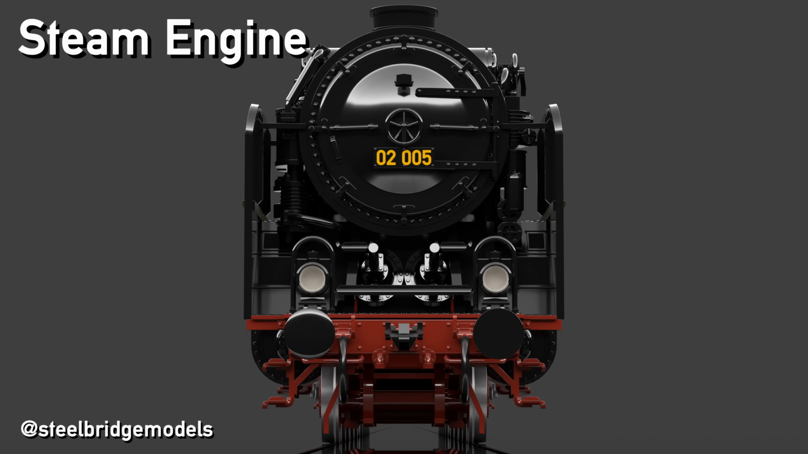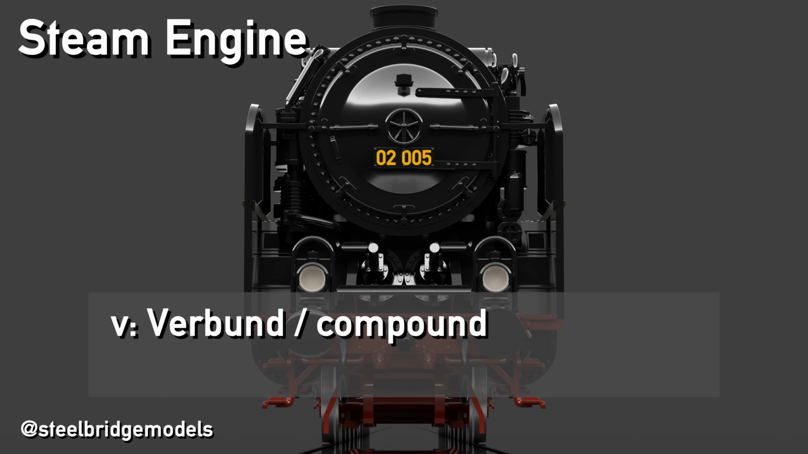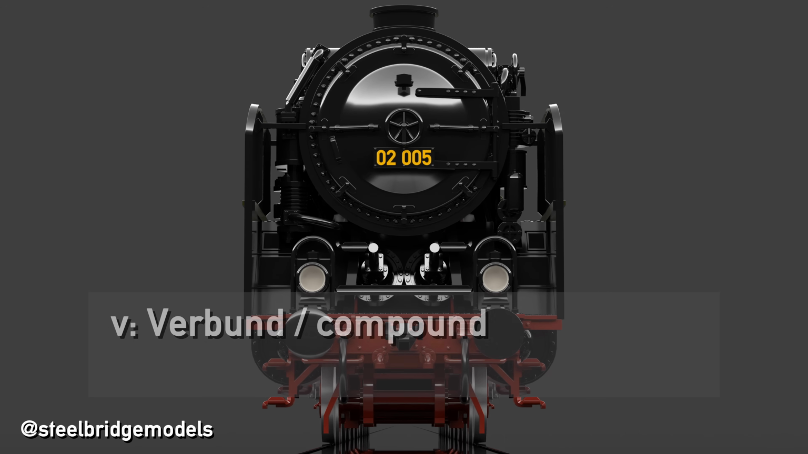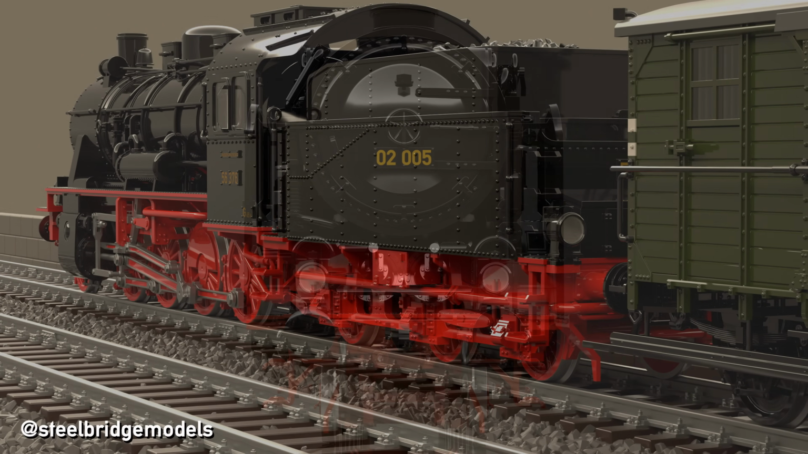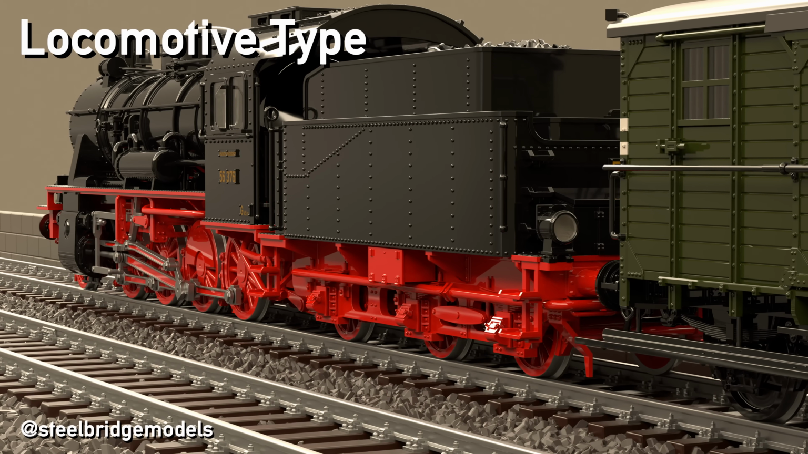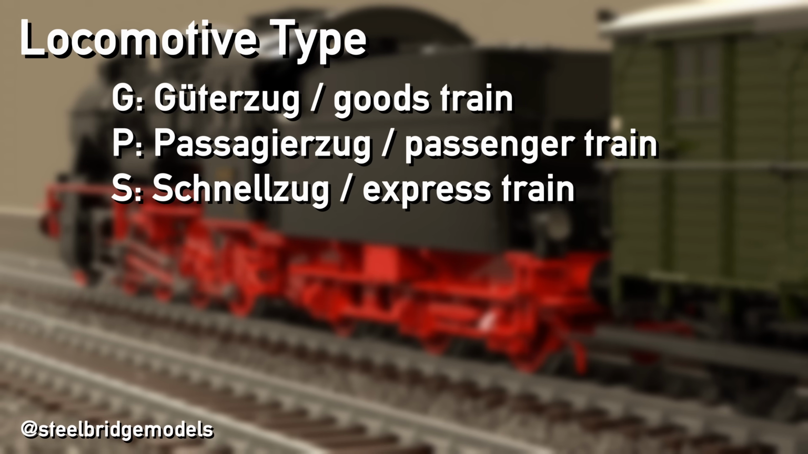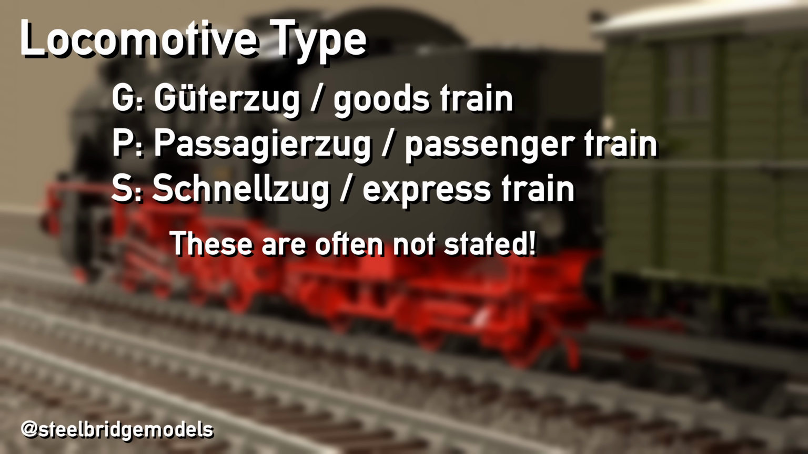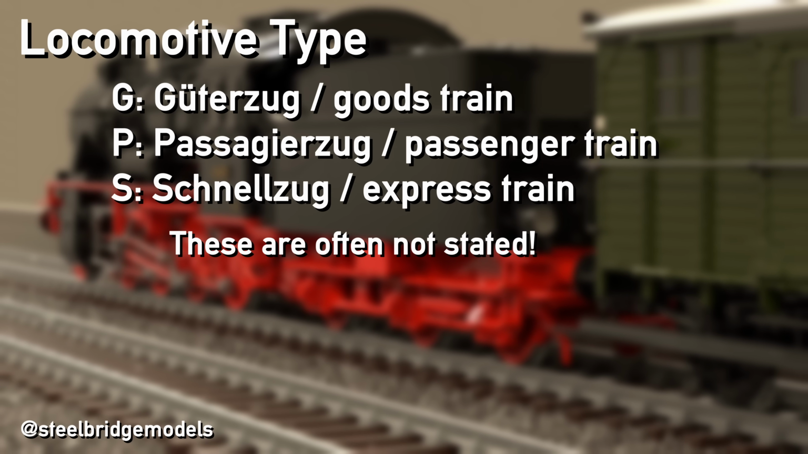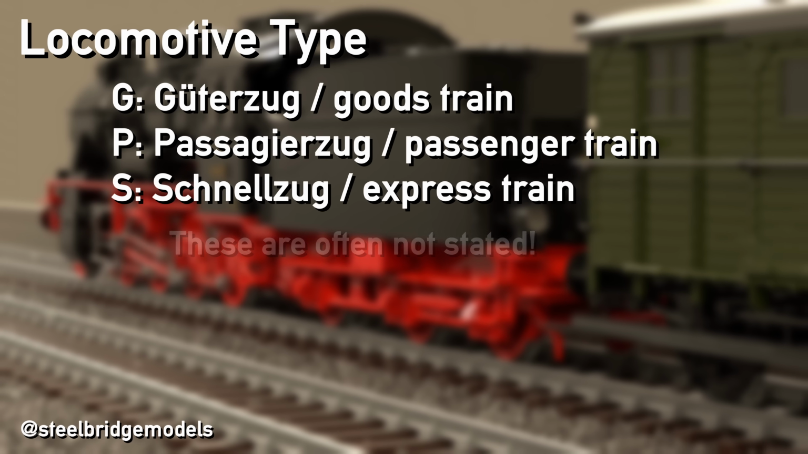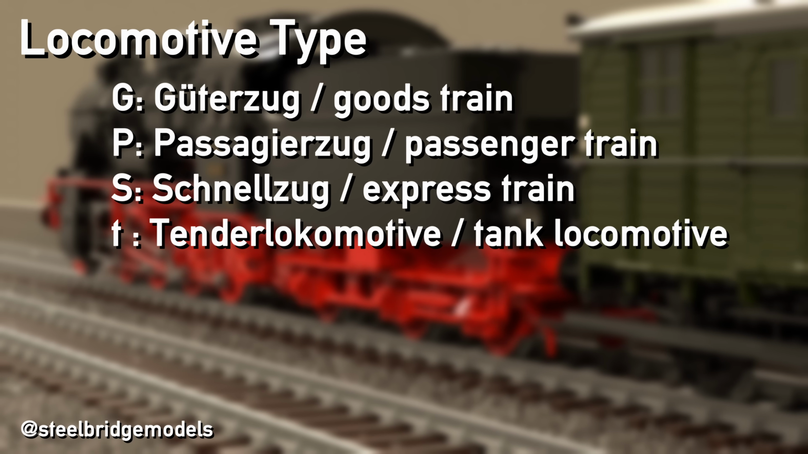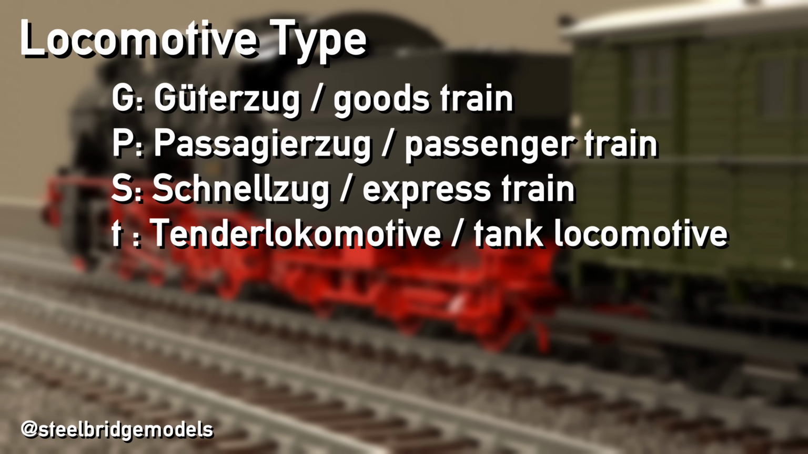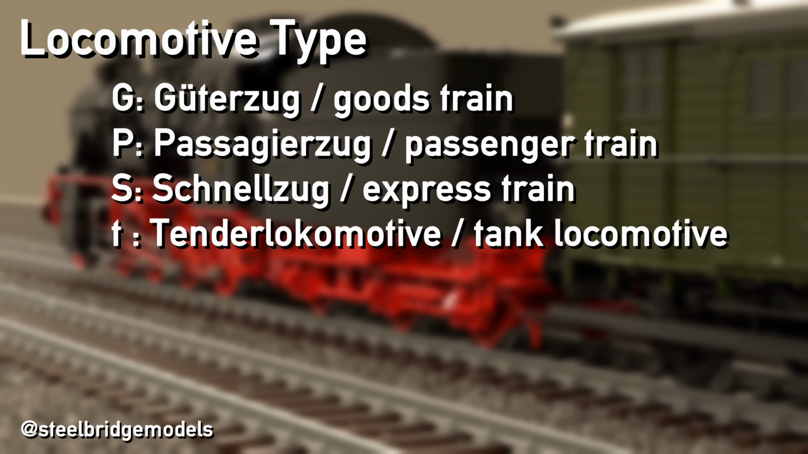Then that letter is followed by a number telling you how many cylinders that steam locomotive has. And if you find a lowercase v behind it, then you have a compound locomotive, V short for the German term Verbund. And last but certainly not least, you might find an uppercase letter: G for a goods locomotive, P for a passenger locomotive, or S, German Schnellzug, for an express locomotive. And following that you might find a lowercase t, which stands for a tank locomotive.